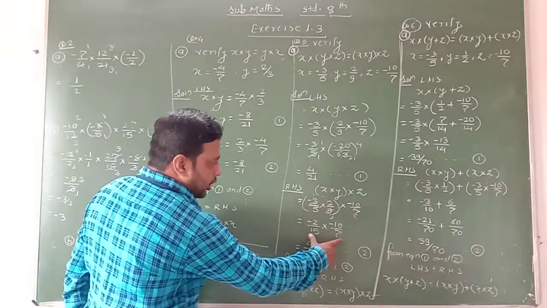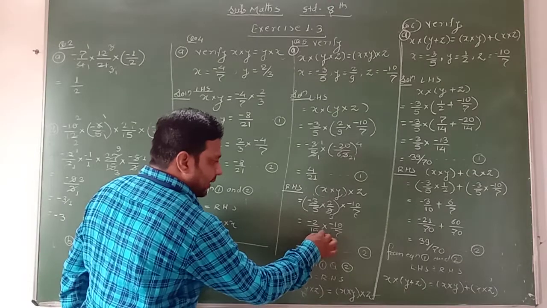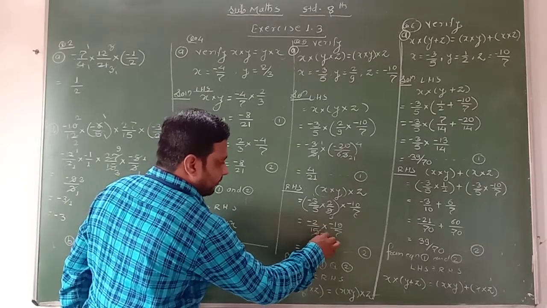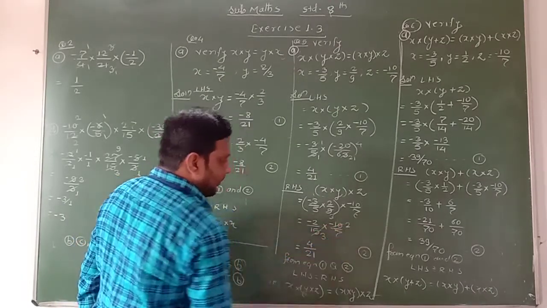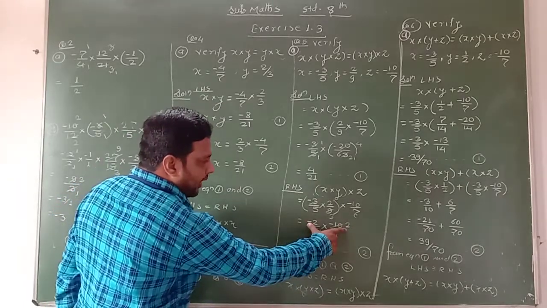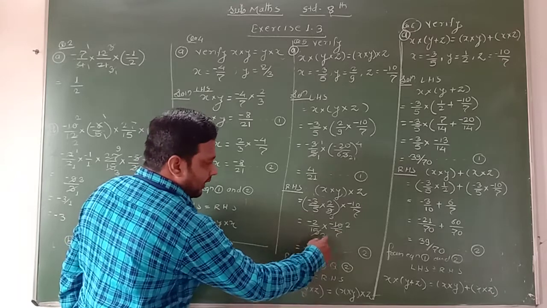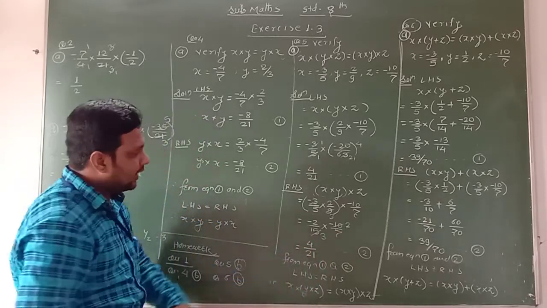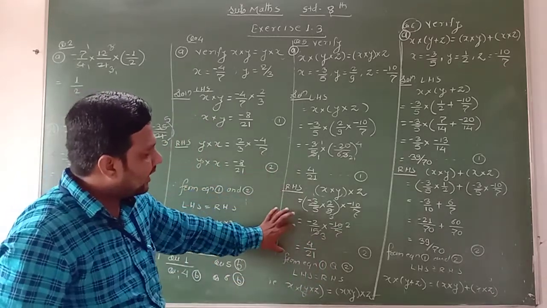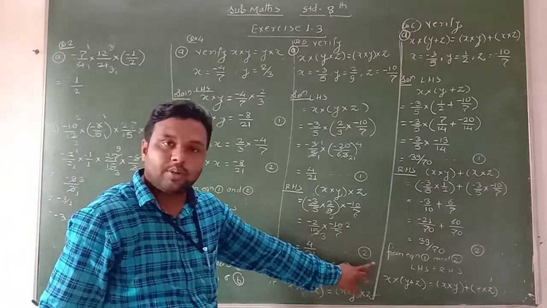Again we do multiplication of these two rational numbers in their simplest form. 5 threes are 15, 5 twos are 10. Now what is remaining in the numerator? Minus 2 into minus 2, that is plus 4, and 3 into 7, that is 21. In this way here we get the right hand side of the equation, 4 upon 21, equation number 2.